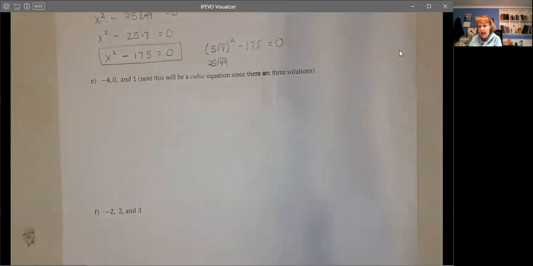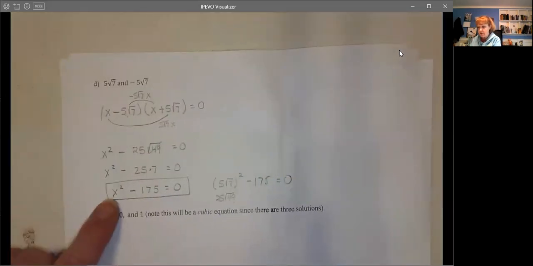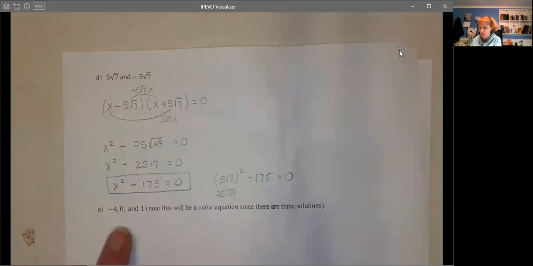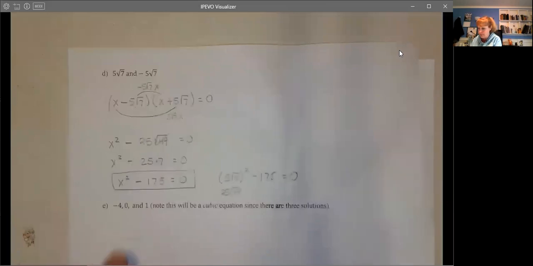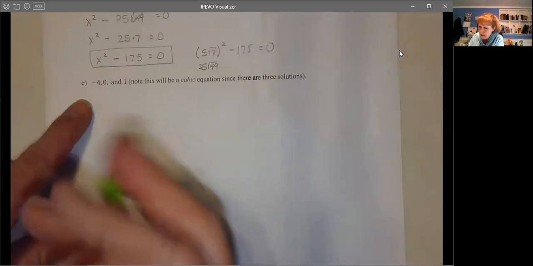Now, these last ones, I had 2 solutions. Because I had 2 solutions, I knew I was going to have a quadratic, a squared as being my highest power. But what happens if I have 3 solutions? Ooh, and what if one of them is 0? What does that mean? Well, let's go ahead and go through this.